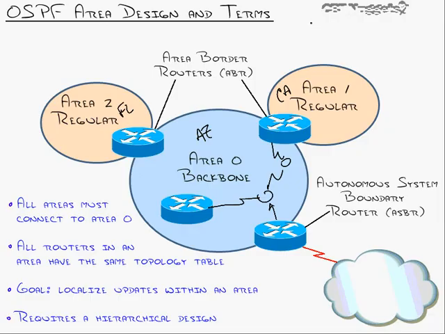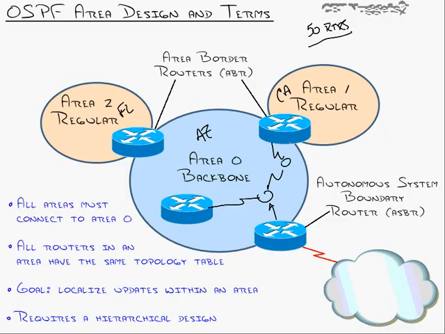Now, just to give you a random guideline, Cisco recommends that an area never be more than 50 routers. So, as your network grows, you can begin dividing into areas. Now, that is a guideline. That is not a hard and fast rule.